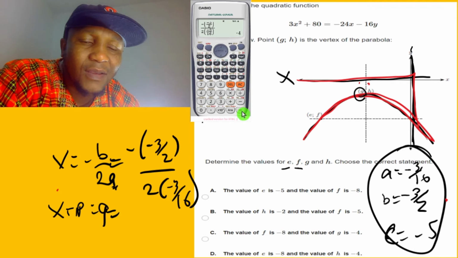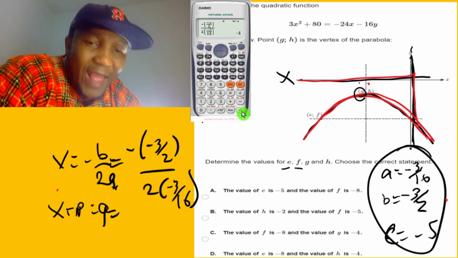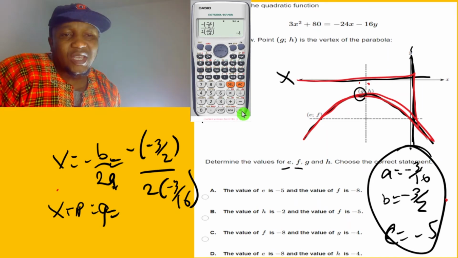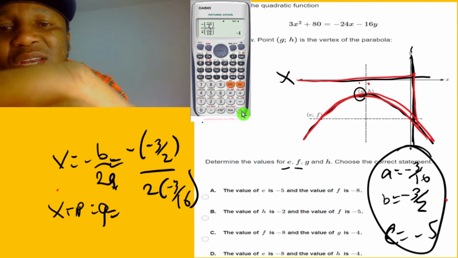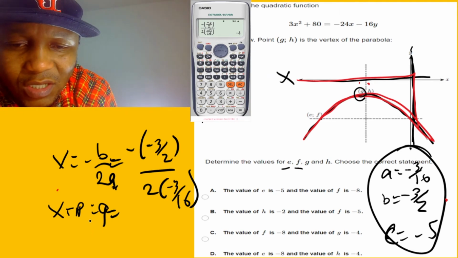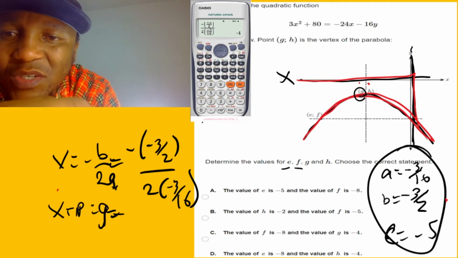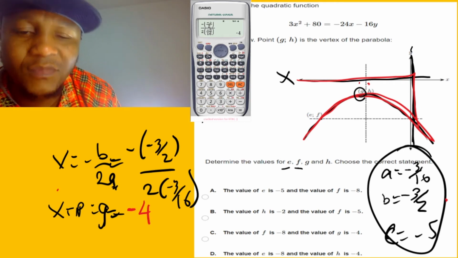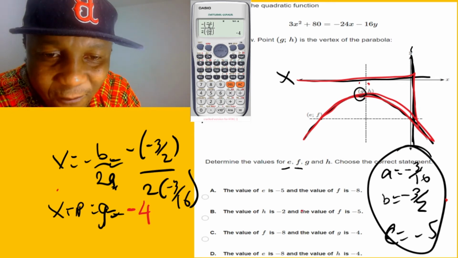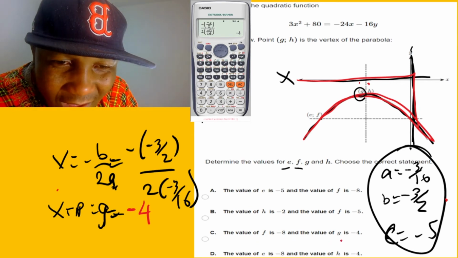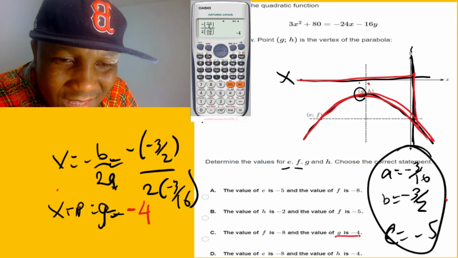Now we go next. The value of x at the turning point, which is the same as g, equals -4. So here we know our g equals -4. Let me use the color here, -4. So the value of g we know already: g equals -4. All this stuff maybe could be for so long.